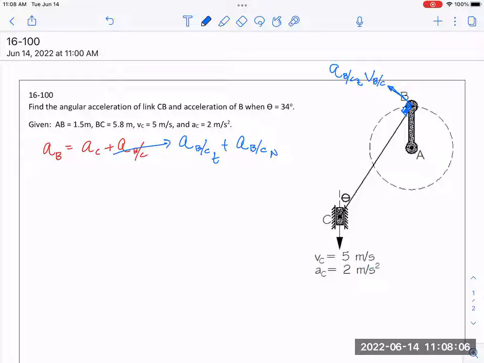Where is the normal one in this picture? Where does the normal one always go? It goes aiming down toward the center of the circle. So this is where the acceleration of B with respect to C, normal, would be going.